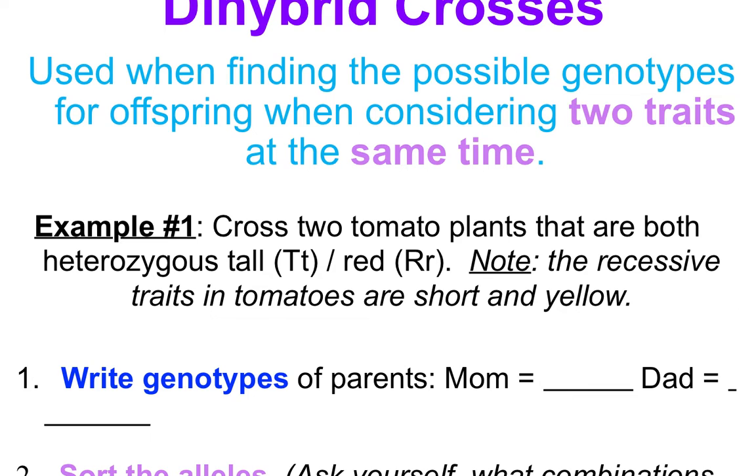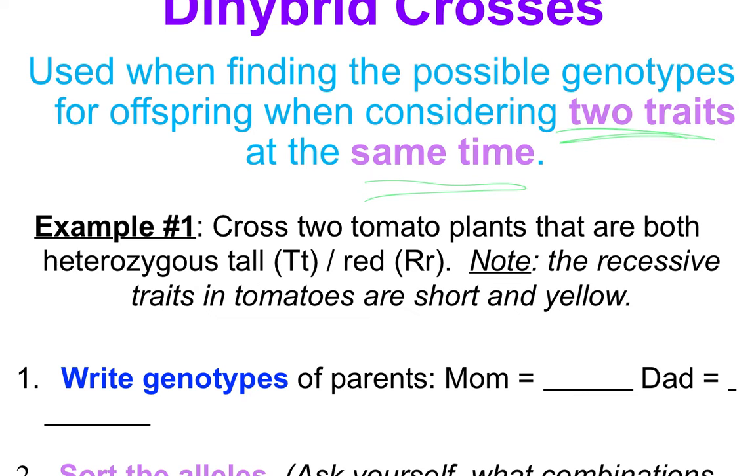Now, dihybrid crosses we use when we try to find the possibility of genotypes for offspring when we're considering two traits at the same time. Sometimes this will be if one gene relies on the other, or maybe we just want to have short plants with white flowers, for example. If we can do this with multiple genes at once, we can make the generation time quicker.